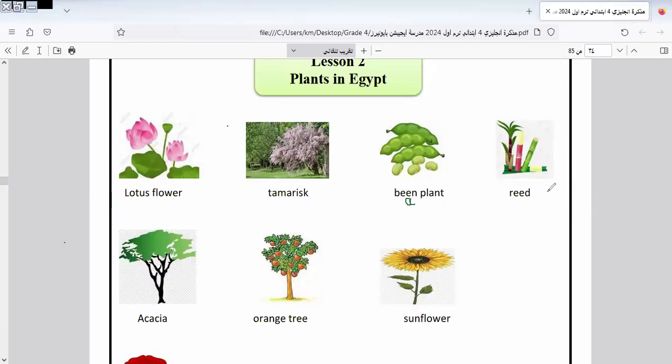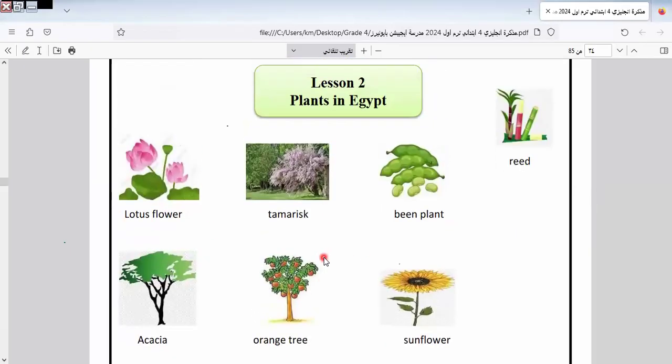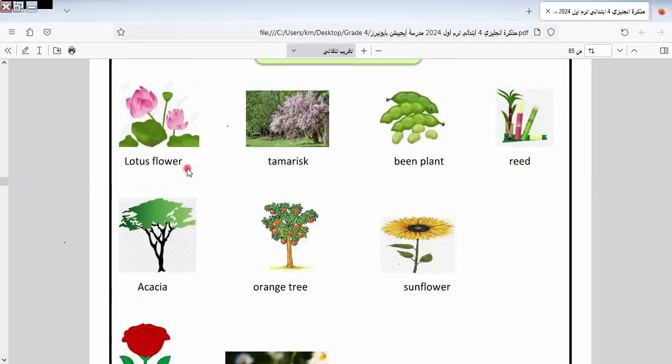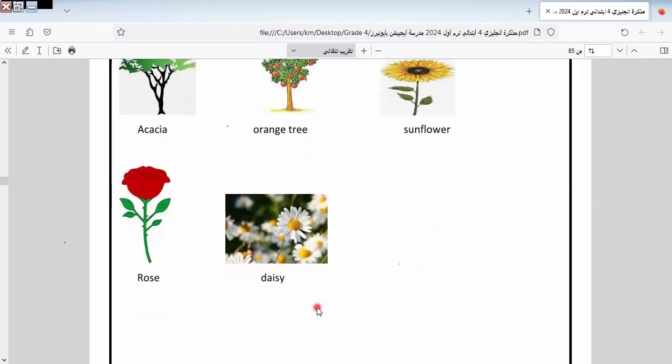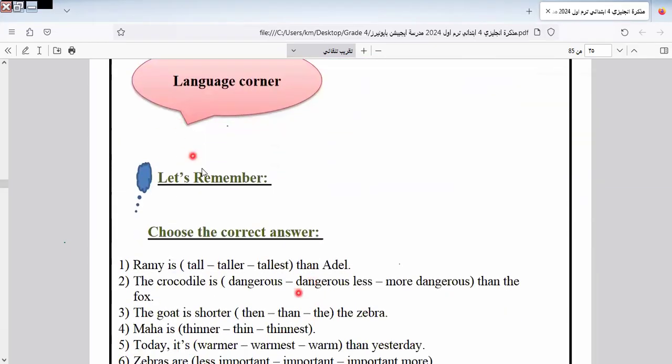Okay, there is another misprint here. Reed. This is the plant called reed. Acacia, orange tree, sunflower, and we have another plant: rose and daisy. Okay, I will repeat and you repeat after me. Here we have lotus flower, tamarisk, bean plant, reed, acacia, orange tree, sunflower, rose, and daisy.